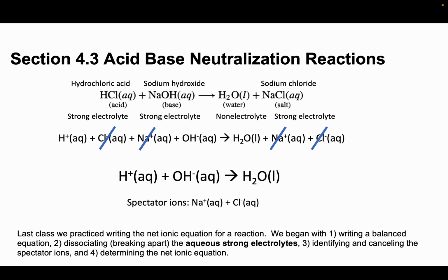If we then cancel the species that we have on both sides, we see that sodium ions were on both sides, that's a spectator ion. Chloride was on both sides, that's a spectator ion. So the net ionic equation that we're left with is shown here. And we've identified the spectator ions as well.